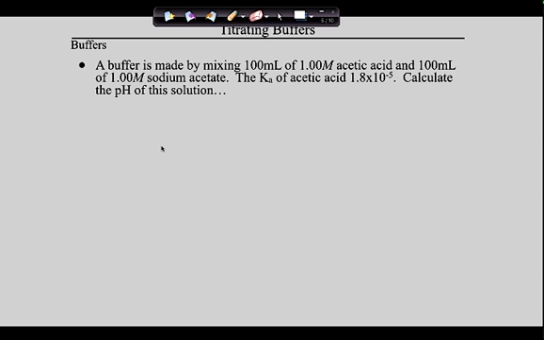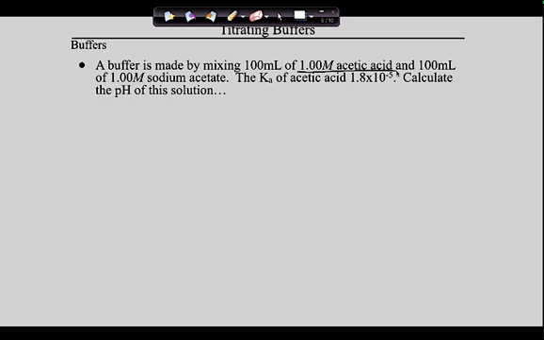Y'all caught up with me? You okay? So guys, let's do this first. Let's calculate the pH of the solution right now. What's the pH? 4.74. I'm done. We already did it, right?